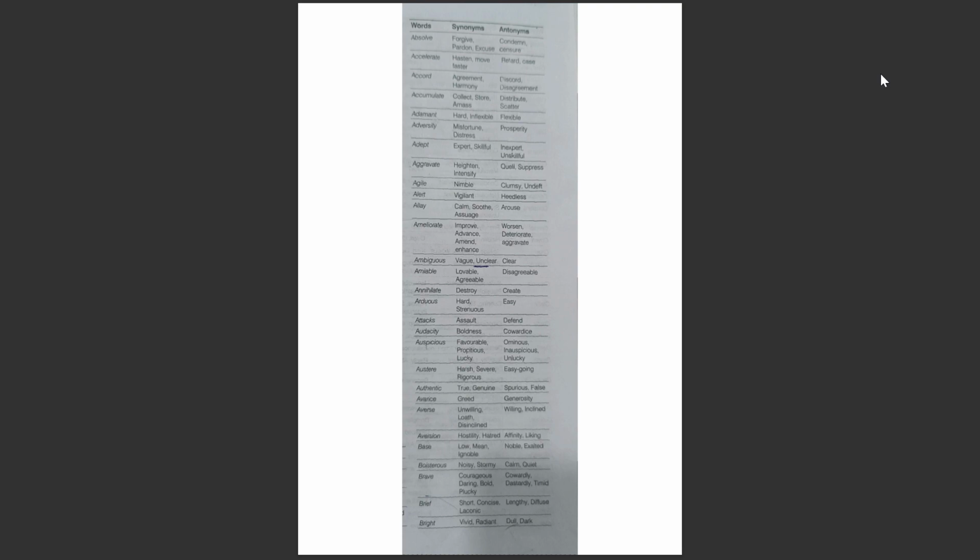Arduous means something that is very hard, strenuous, unchangeable, right? Very rigid. That is what arduous means. So the antonym would be easy, flowy. These would be the antonyms of arduous. Next word is attack. अटैक वही अटैक है जो आपको पता है अटैक क्या होता है. अटैक का मतलब होता है असॉल्ट करना, ठीक है?